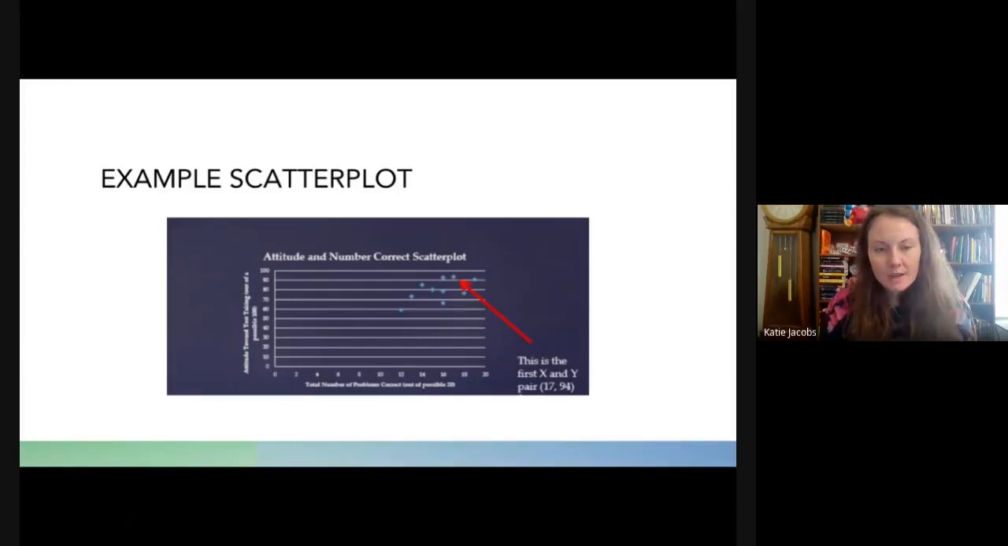So here's an example. If we look at it closely, I have an arrow pointing toward one of the dots, and that's the point where X and Y pair together. So if you see from it, the attitude and number correct scatter plot. I can't read it because the font's so tiny, but I think the X-axis says the total number of problems correct out of 20. And then the Y-axis is attitude toward test taking out of a possible 100. And so what we did is we looked at that for all of our participants. So both variables were answered by each individual participant. And then we found where those points intersected on our scattergram.